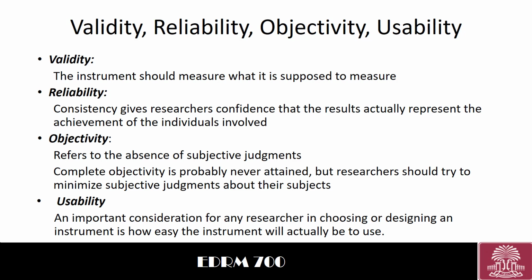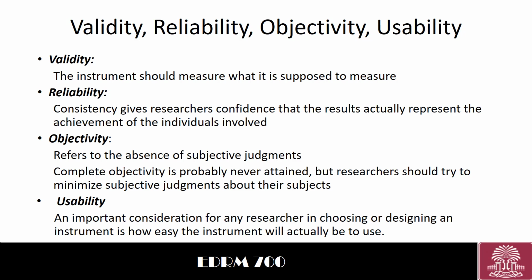Objectivity refers to the absence of subjective judgments. Complete objectivity is probably never obtained, but researchers should seek to minimize subjective judgments about the subjects. Also be aware of the difference between quantitative and qualitative research.